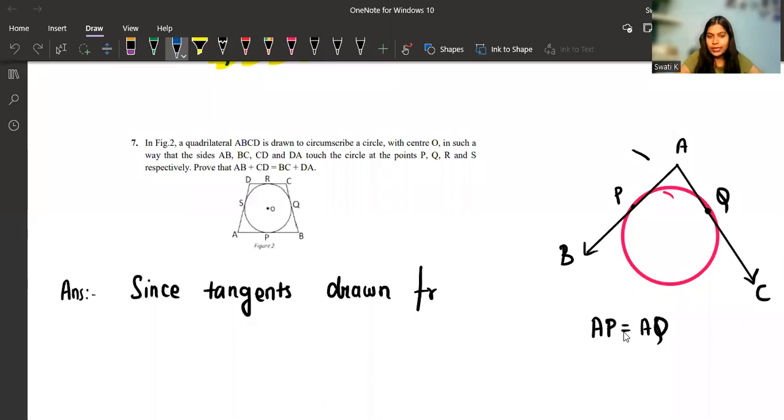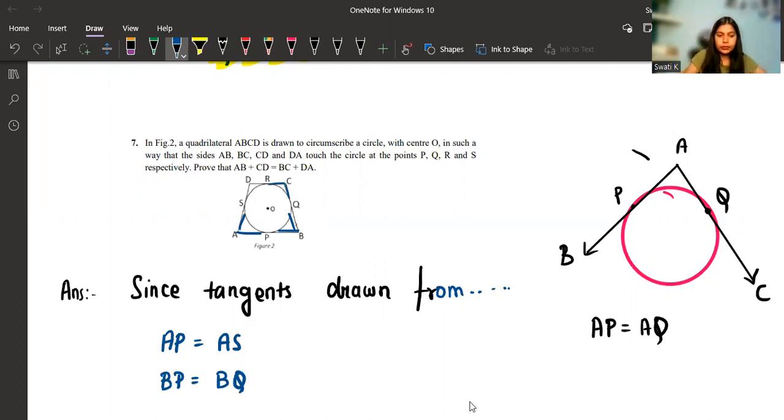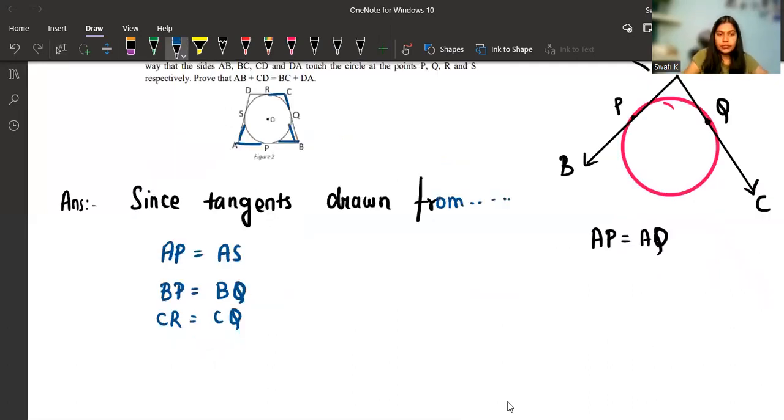Okay, so since tangents drawn from an exterior point, and the reason I had already written, I'm just going to start with the equations. So can I not write down that AP equals AS? Yes, I can write down AP equals AS. I can also write down BP equals BQ, the property of the tangent. Also, I can write down CR equals CQ. And the last one, as you can see, we can write down as DR equals DS.